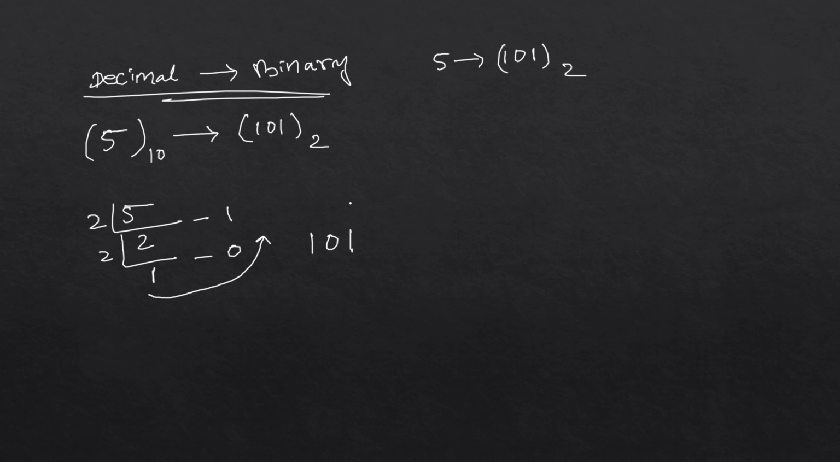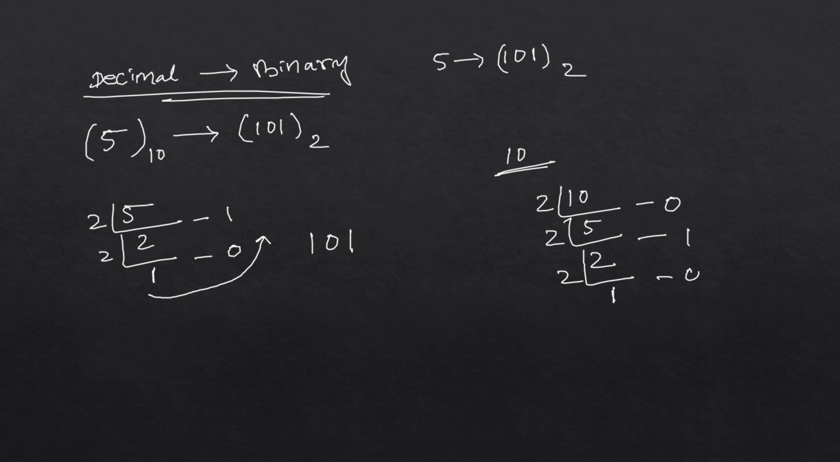In this way you can calculate the binary format of any number. Let's take another number, suppose 10. Now I want to write the binary form of 10. For that I will divide 10 by 2. 2 5s are 10 and the remainder is 0. Now 2 2s are 4 and the remainder is 1, and 2 1s are 2 and the remainder is 0. So the binary form is 1010. So 10 can be written as 1010 in binary form.